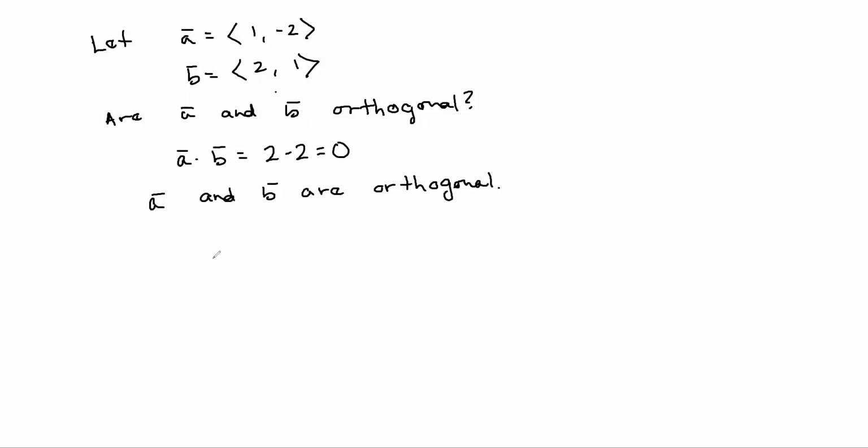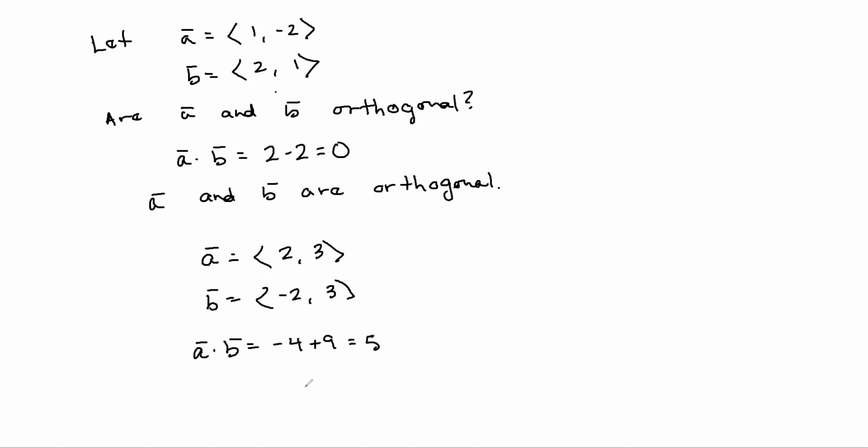Okay, and if you picked a different A and B, so let's say A was (2, 3) and B equals (-2, 3), and you're asked, are these orthogonal? You can go through and check that by calculating A dot B equals 2 times -2, that's -4, plus 9 equals 5. All right, so A dot B equals 5. Since A dot B is not equal to 0, then A and B are not orthogonal.